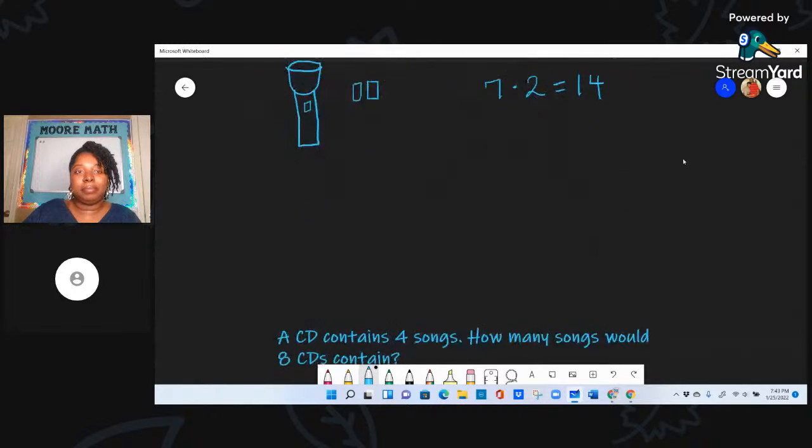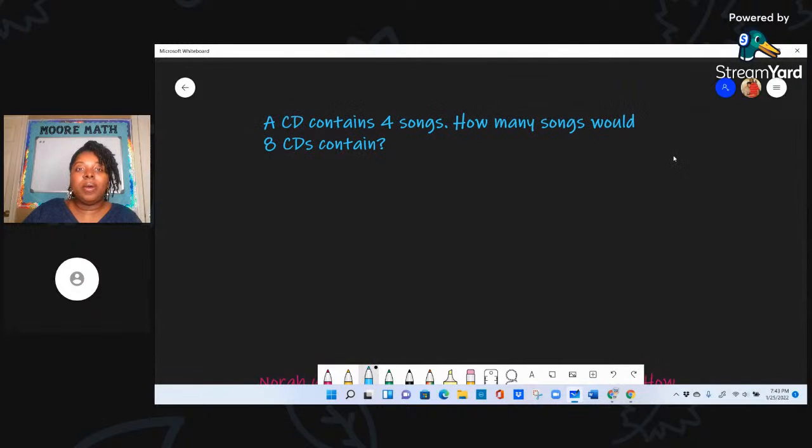Okay, let's do it again. So a CD contains 4 songs. So a CD has 4 songs on it. How many songs would 8 CDs contain? So again, let's start with a CD. How many CDs are we talking about? 1. Good. So 1 CD has how many songs?